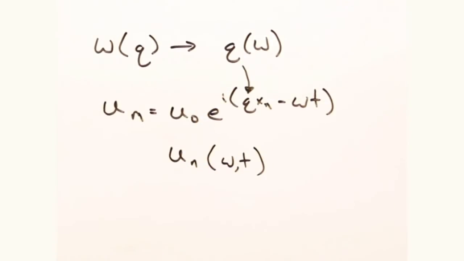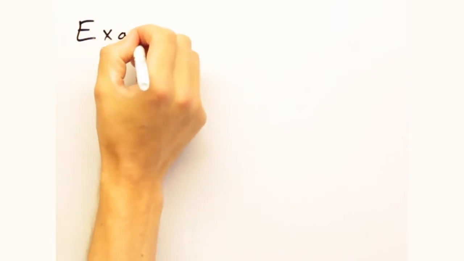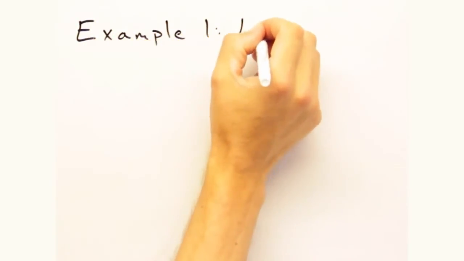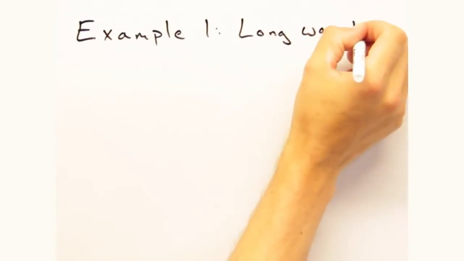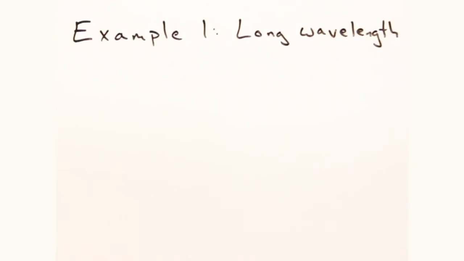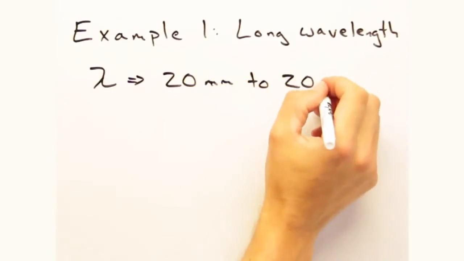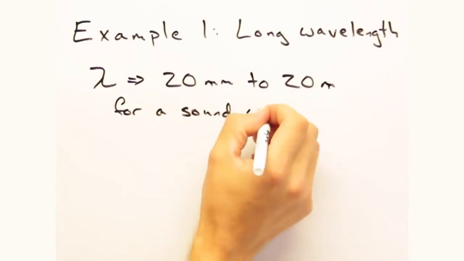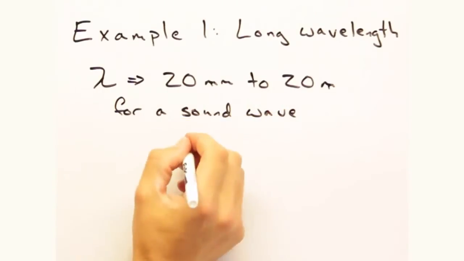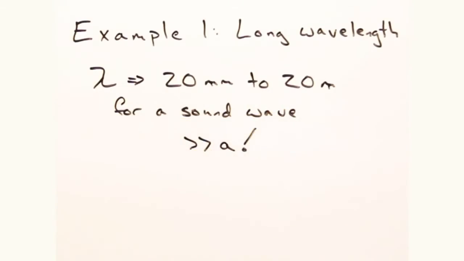Maybe we should see an example to flesh this out. So for the moment, think of a wave with a really long wavelength compared to the interatomic spacing a. Like say I smack the table really hard. Okay, so you'd be sending in a sound wave. And what's the wavelength of a sound wave? Anywhere from 20 millimeters to 20 meters. Much, much bigger than our interatomic spacing a.